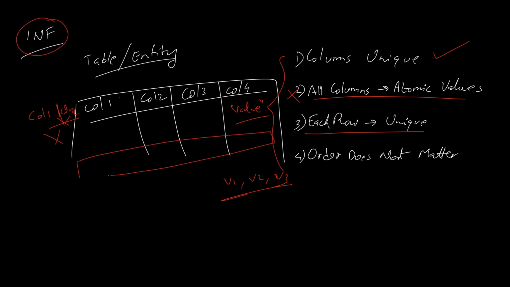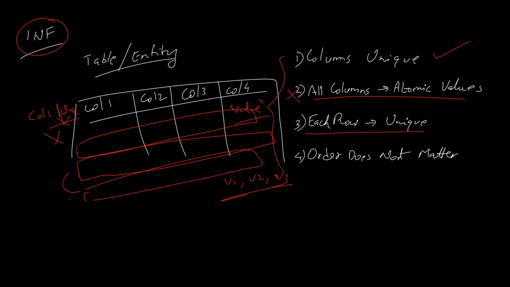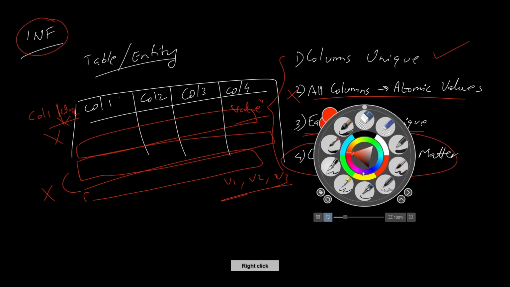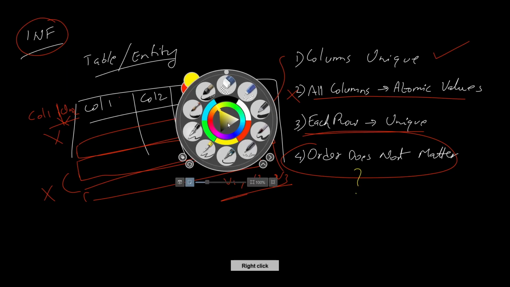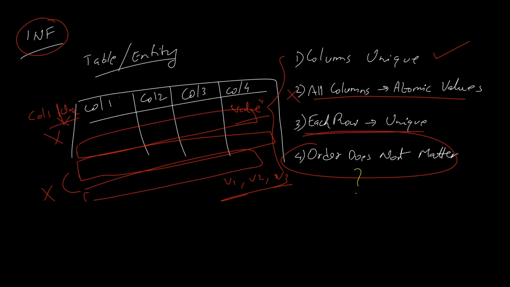Now each row should be unique. The entire row as a whole should always be different from its peers. If those two rows are the same, then it violates the rule. And this is not generally important, but order does not matter at all. Moving on, these are the rules for 1NF.